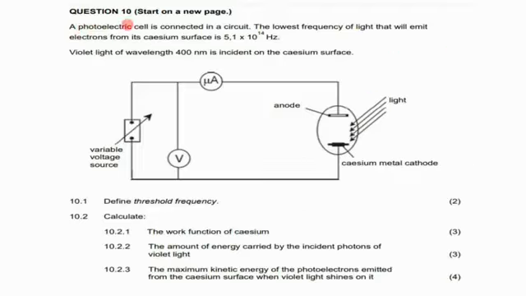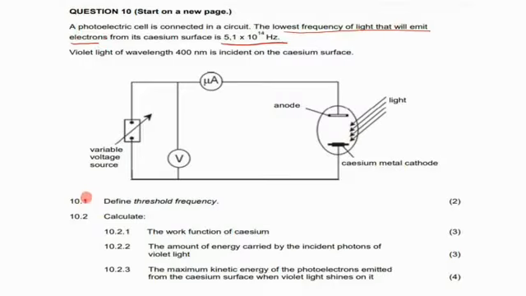Okay, so we have yet another question. It says a photoelectric cell is connected in a circuit. The lowest frequency of light that will emit electrons from its calcium surface is 5.1 times 10 to the exponent of 14 hertz. Let's look at what they're saying here. The lowest frequency of light that will emit electrons.